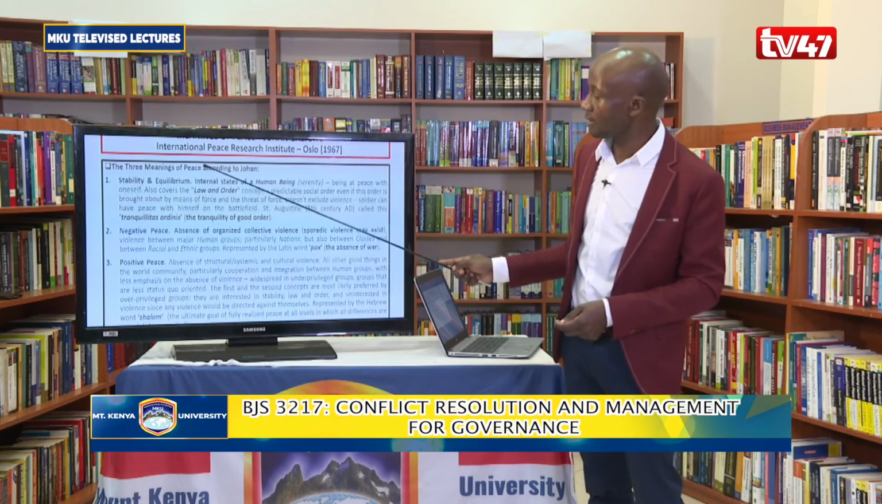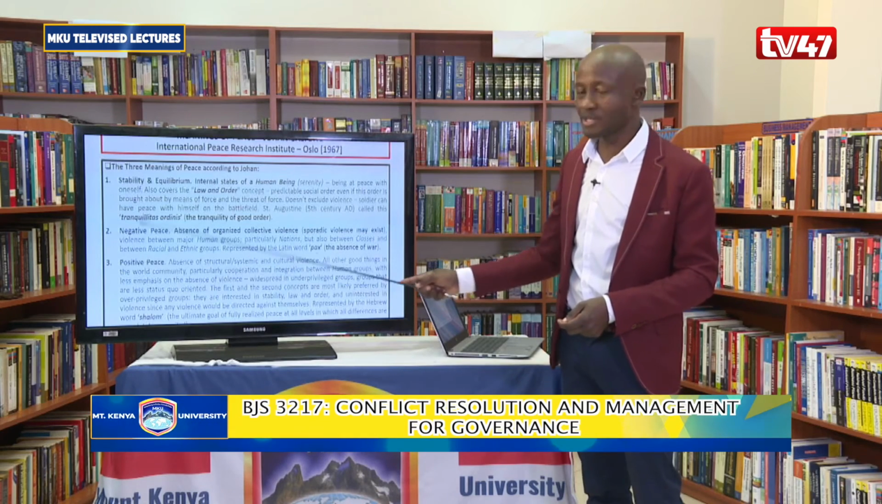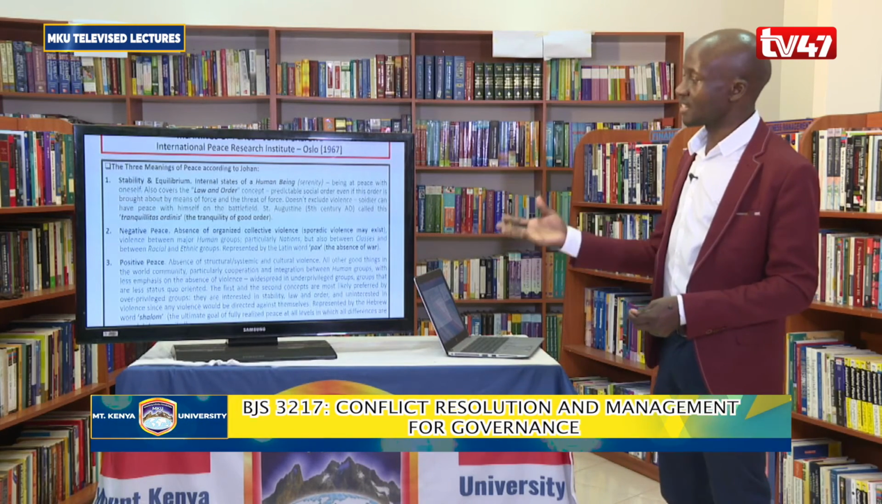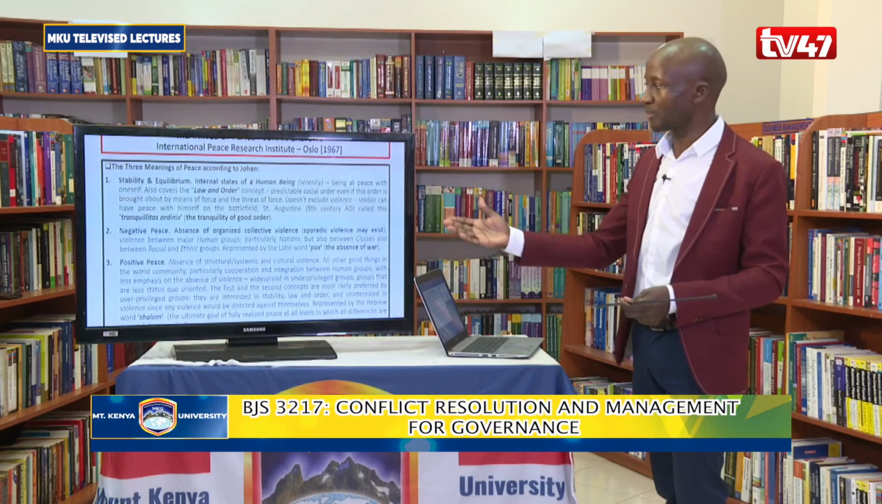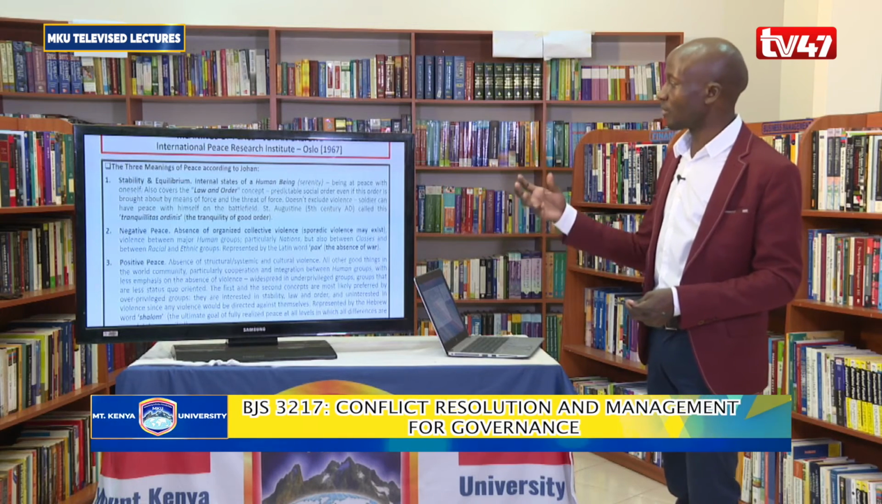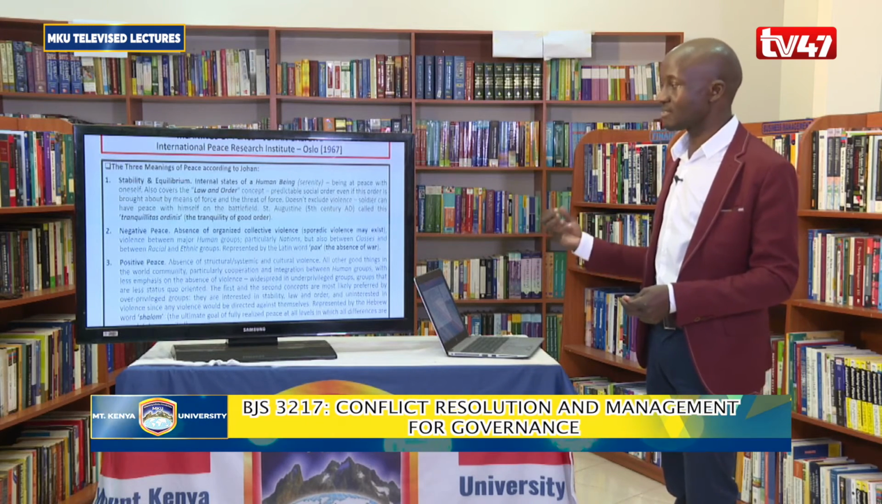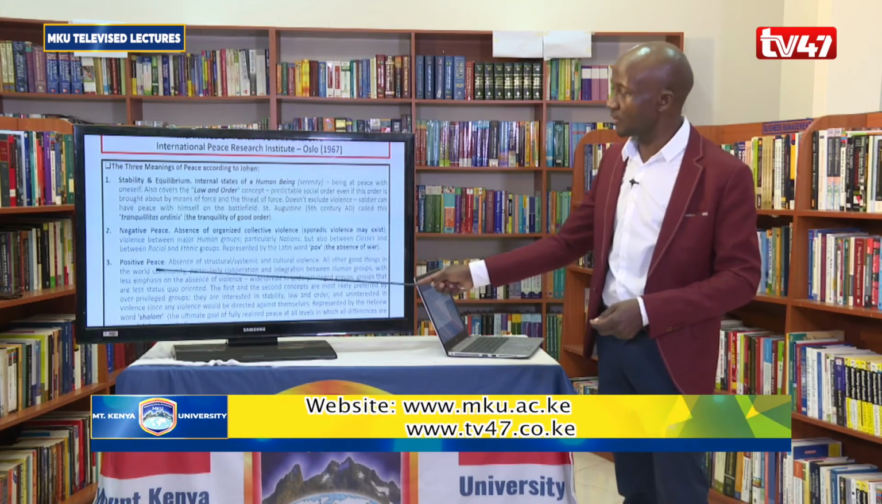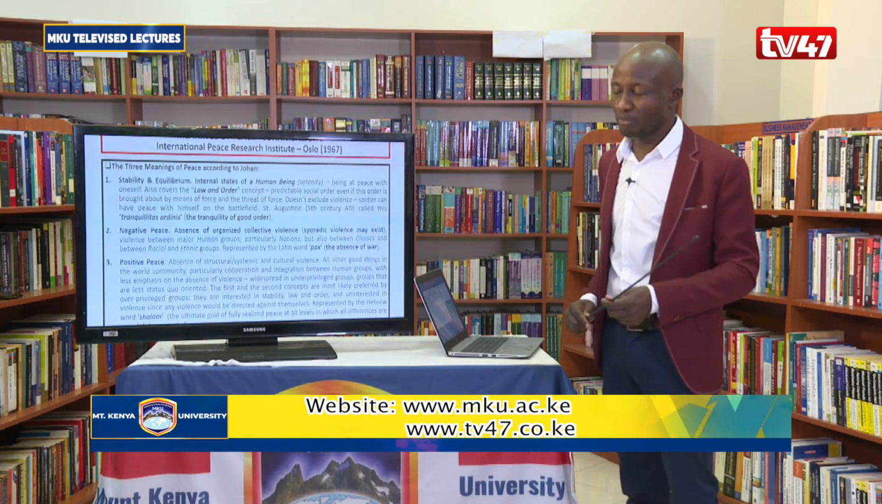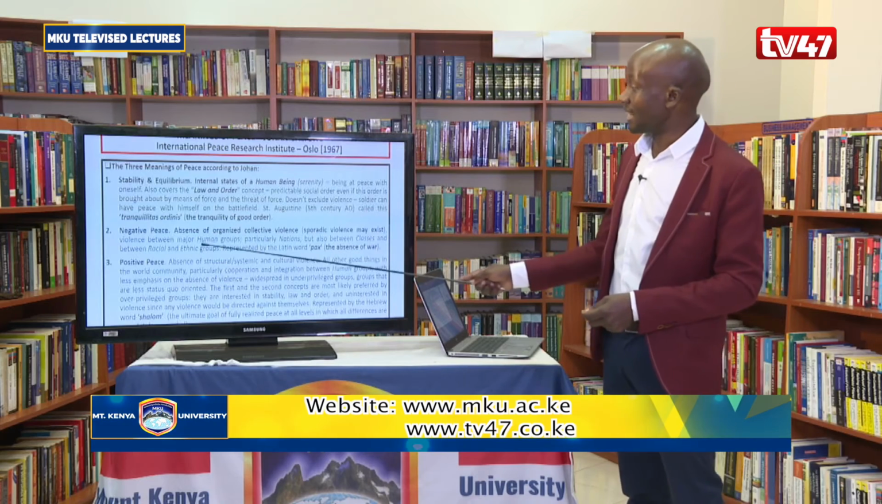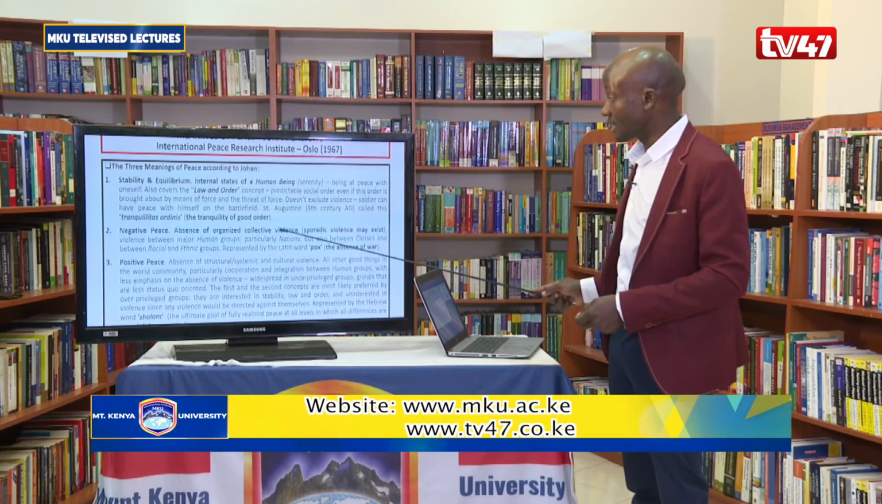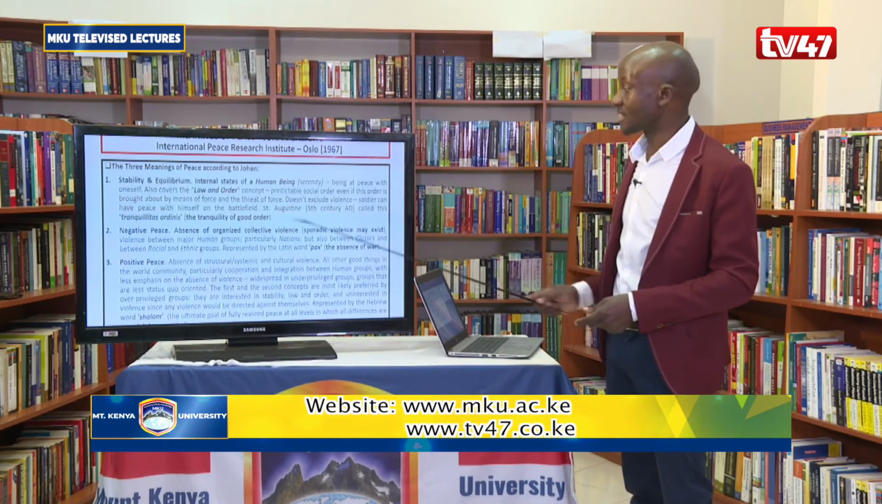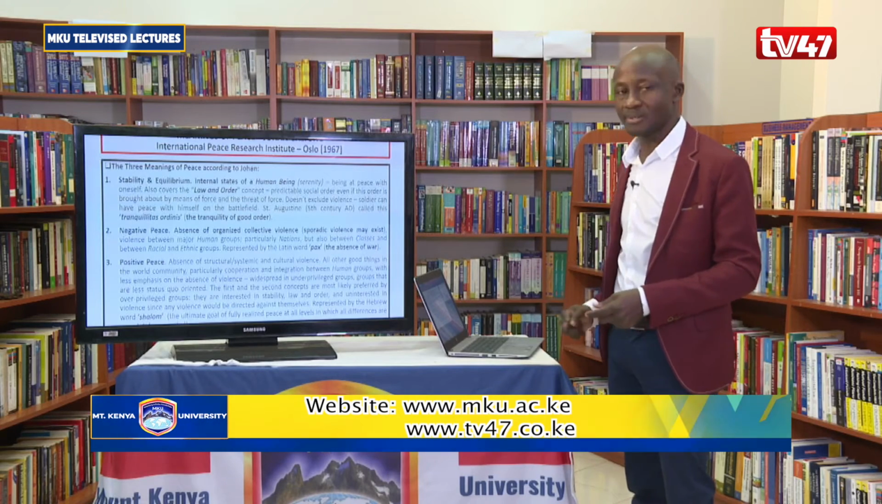So Johan is trying to move towards positive peace. He believes that that is where human beings belong. They need not to have collective organized violence, but that is not enough, that they also need to enjoy positive peace. And therefore, positive peace is minus organized collective violence, but it's also minus structural, systemic, and cultural violence.